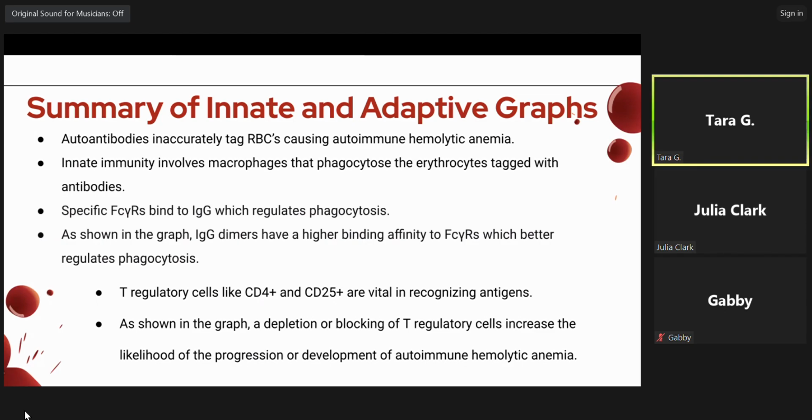So T regulatory cells like CD4 and CD25 are vital in recognizing antigens, and as shown in the graph, a depletion or blocking of T regulatory cells increases the likelihood of the progression or development of autoimmune hemolytic anemia.